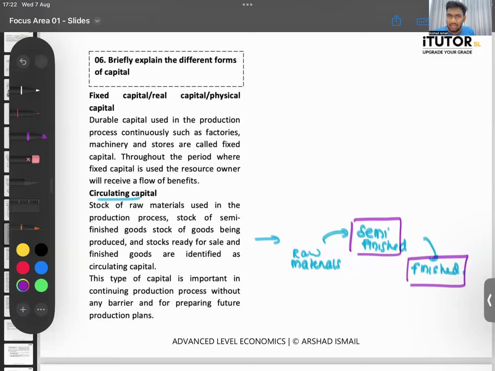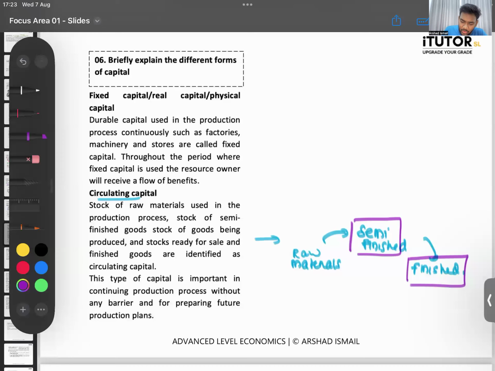If I don't have that, Lamai, can I smoothly continue my classes? No. Every time a student joins, can I call my printer and say, print one and give, print one and give, print one and give? That doesn't work, Lamai. So circulating capital is important for a business to continue smoothly.